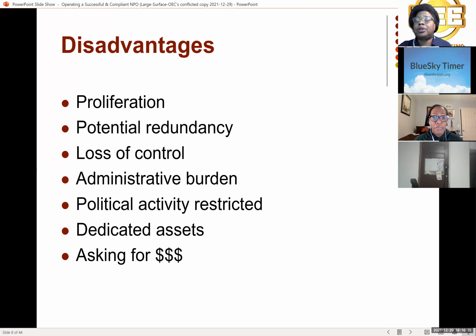Again, you start a nonprofit, even though you're the founder, you came up with the concept, you did all the groundwork, your board can fire you. You don't have that control anymore. If you're on the board, they can vote you off. So you lose control starting a nonprofit.